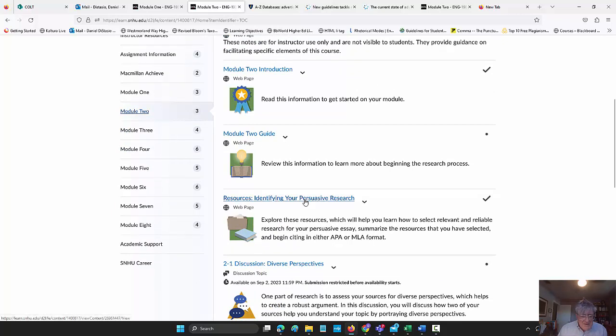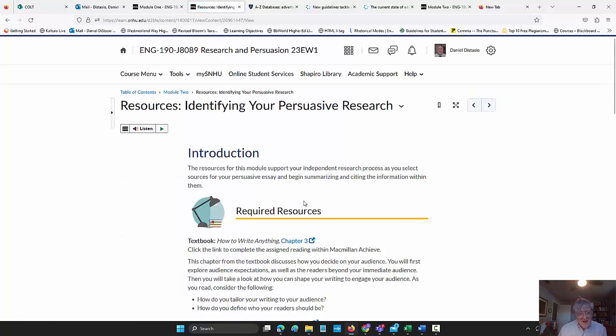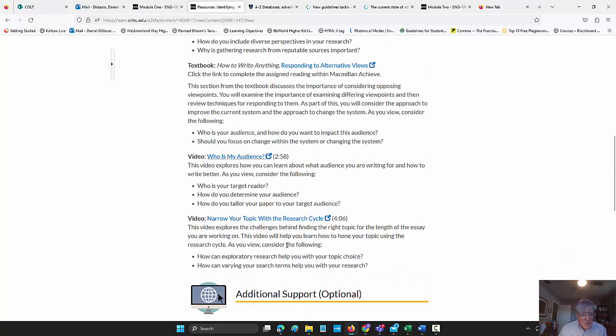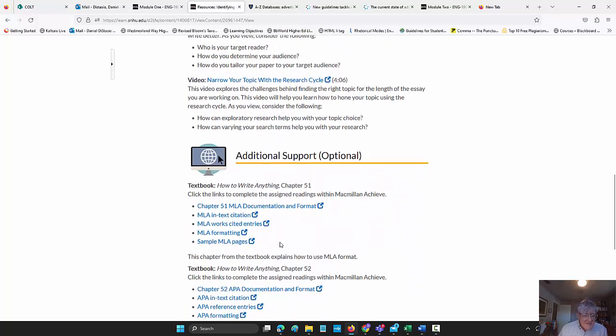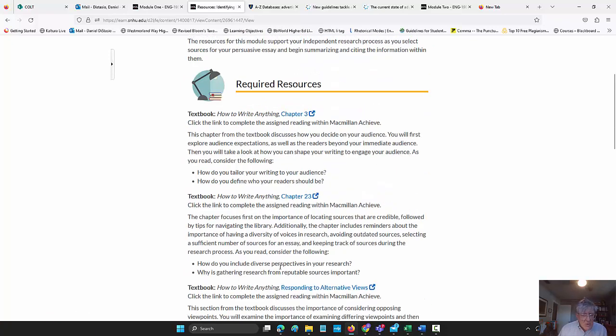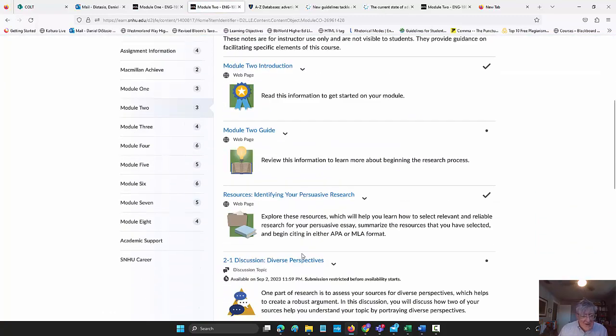If you'll see the guide on sources identifying your persuasive research, this area will help you understand the kinds of articles and the ways to begin your research, how to write search terms, and what you are looking for. Who is your audience? It has several different kinds of resources, but most important, the library guide here and narrowing down your topic. So one of the first things you're going to do for week 2 is to look for two sources from the library that you will be using to further your project in this class.